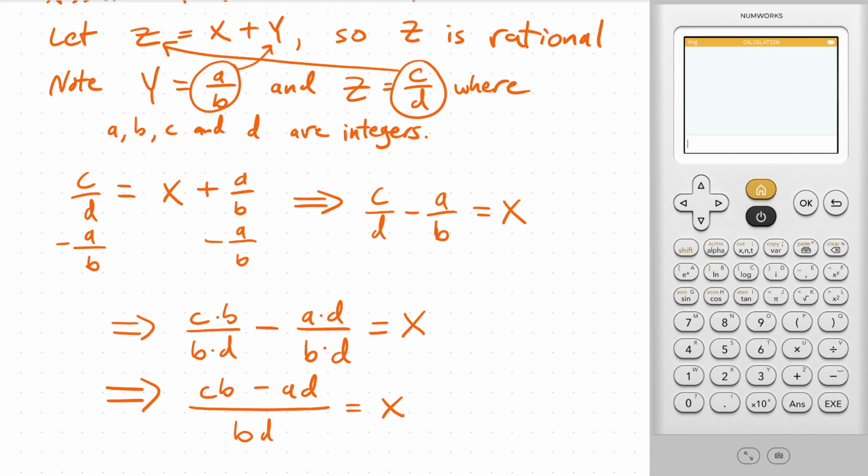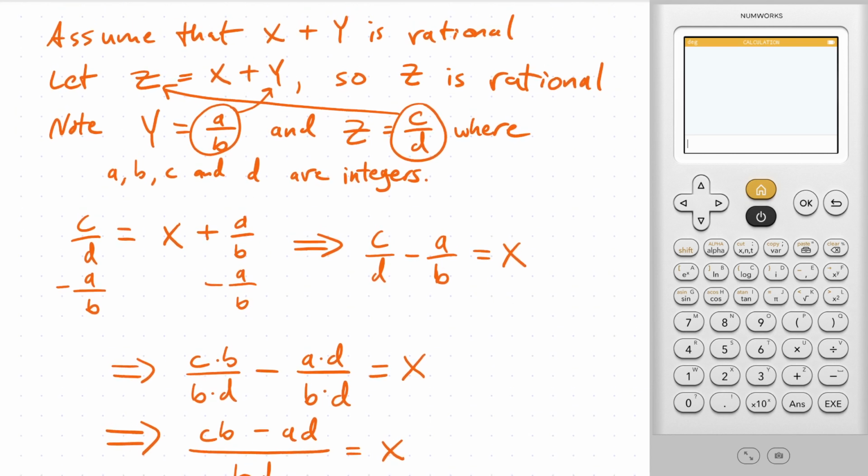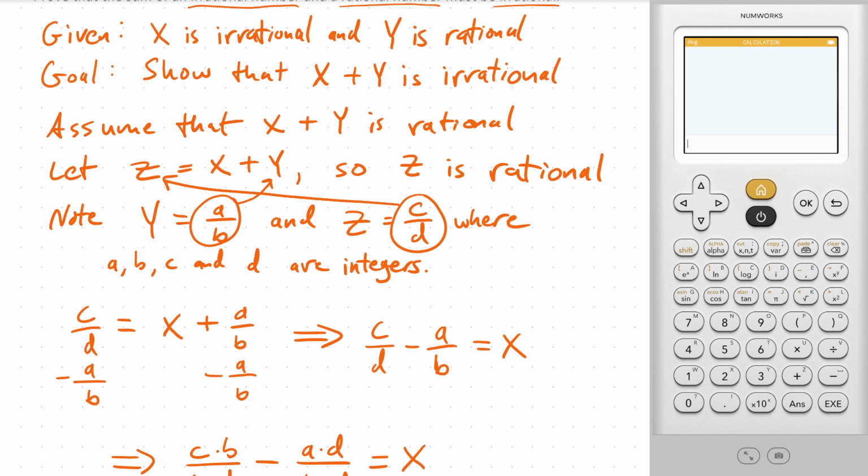We have a number x, and let's wait. So we're assuming that x plus y is rational, and we are also assuming at the top here that x is irrational. Let me put that in a different color because I'm going to refer to that again. So we're assuming that x is irrational, right? But also assuming that z, which is equal to x plus y, is rational. Okay.